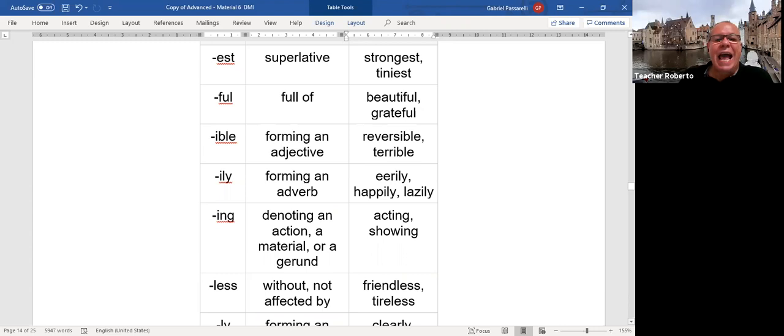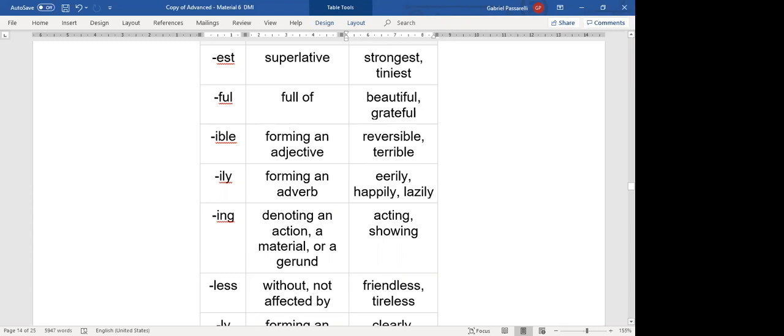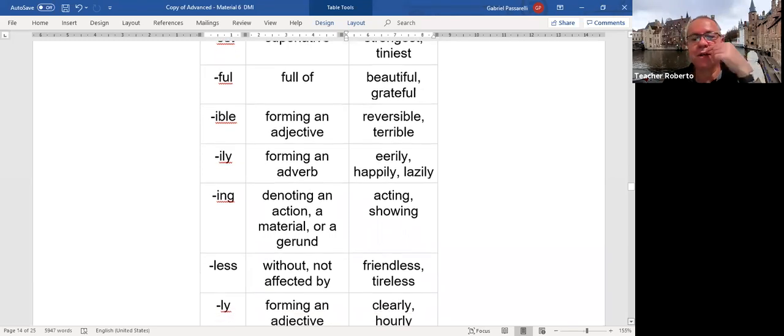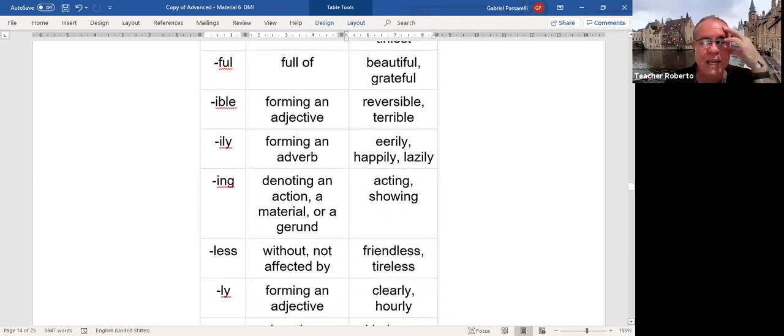What about less, Erica? This is very common. Less, without, not affected by. Friendless, tireless. Okay? And it's common to form an adverb from many adjectives that end in less, like friendlessly, tirelessly, hopelessly, okay? There was a famous song, Hopelessly Devoted to You.